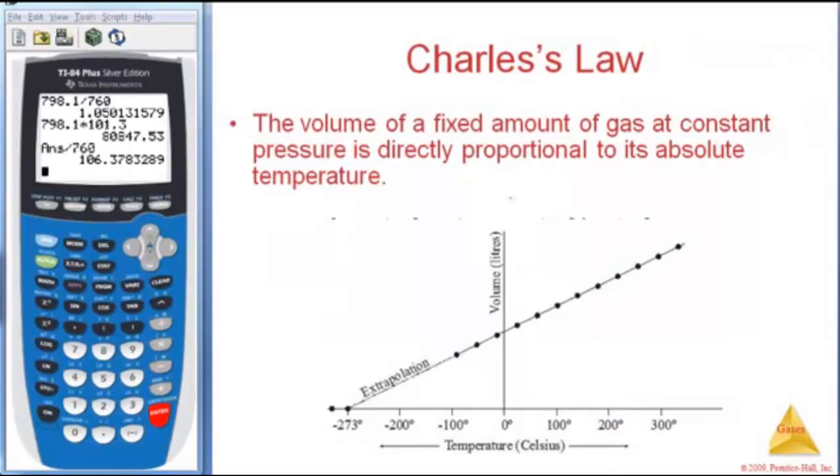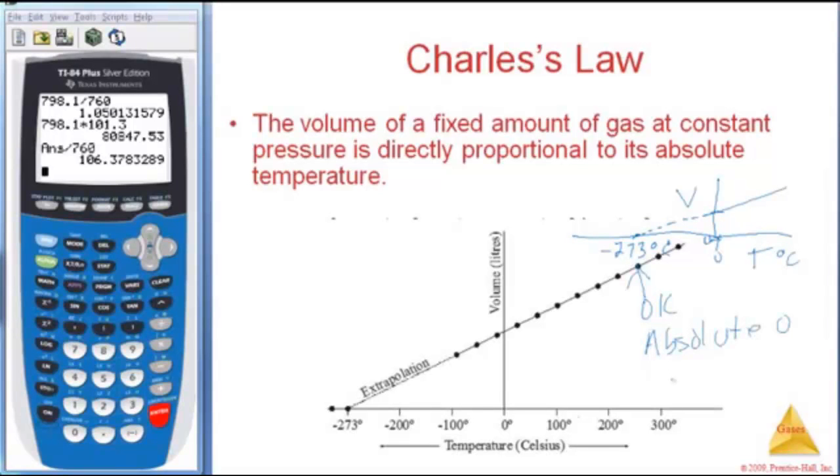If I plot Charles's law, it gives me a straight line between temperature and volume. If I just plot volume and temperature in degrees C, I get a line like this. It does not go through the y intercept of 0, 0, and that's because in order for volume and temperature to be directly proportional, I need to extend this line to where it hits the intercept, and when I do that I get this point of minus 273 degrees C, which we know as 0 K, or absolute zero.